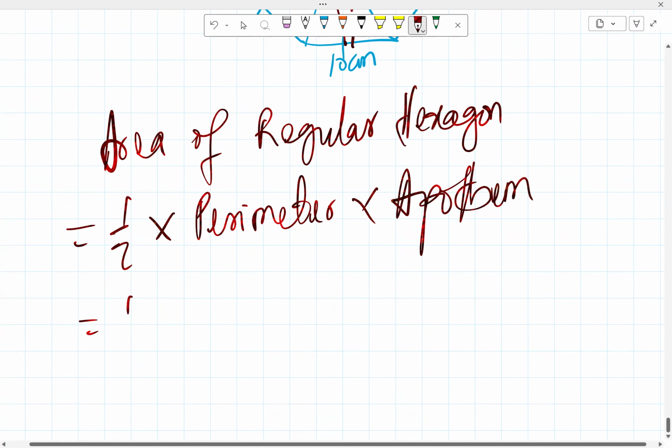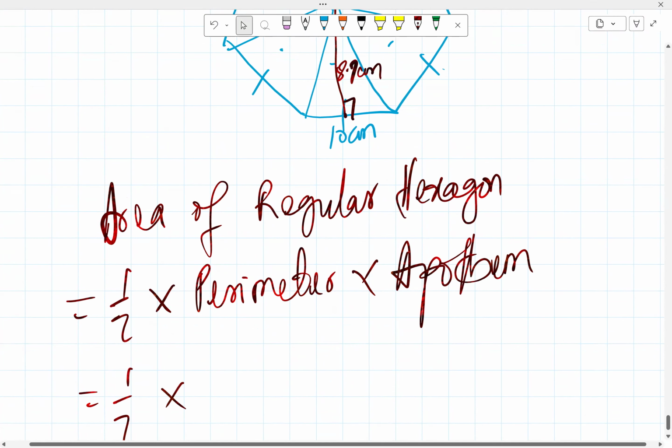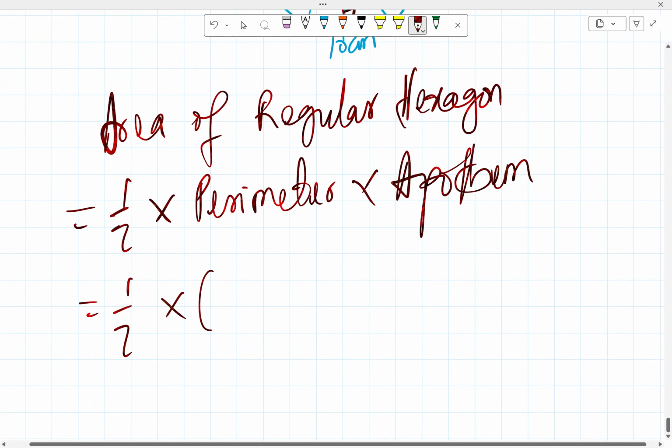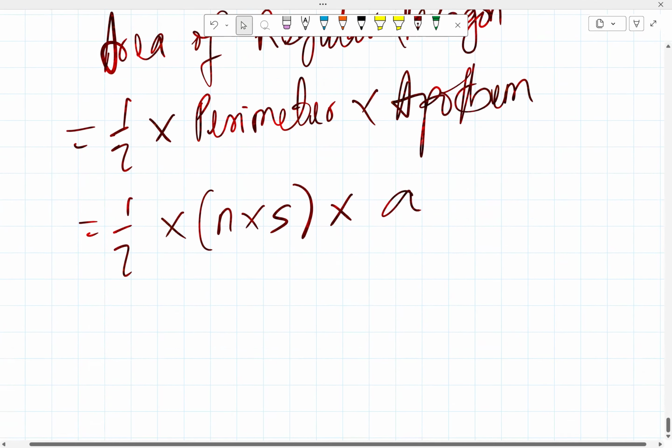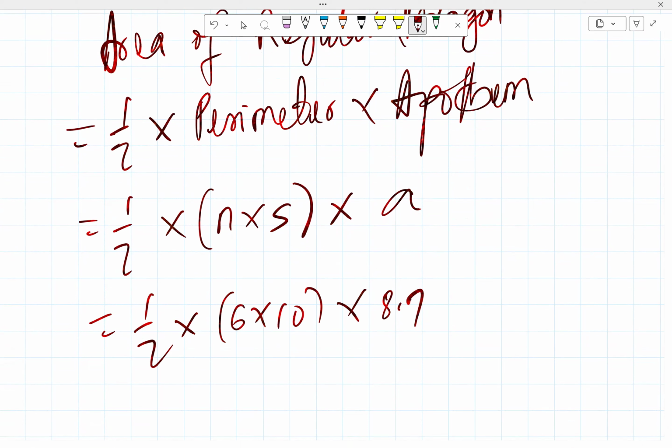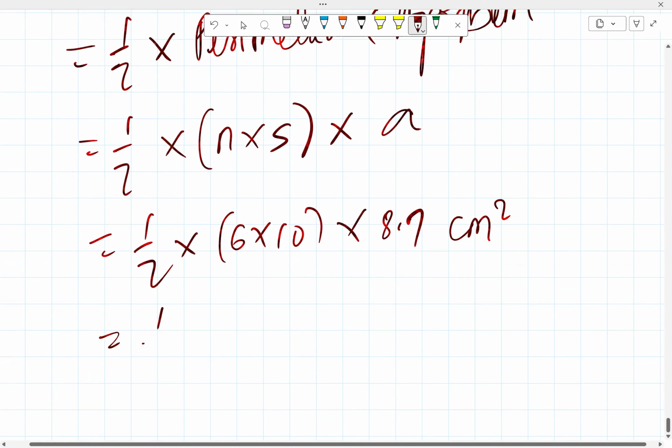So that means you have half times the perimeter, which is 10 cm in 6 places. That is number of sides times the side length times the apothem A. So you have half times 6 times 10 times 8.7. And of course, it's area, so that's going to be centimeters squared for sure. So that is half times 60 times 8.7 centimeters squared.